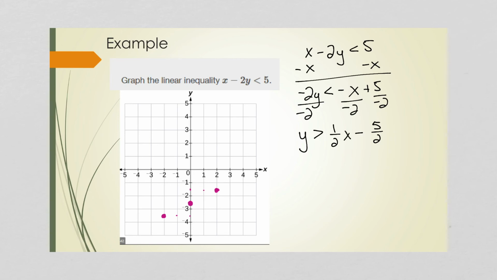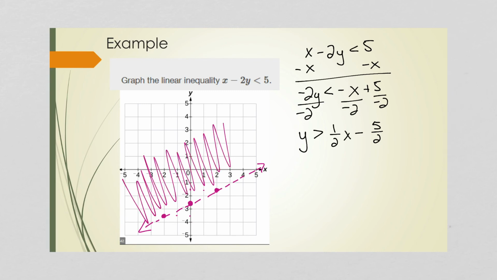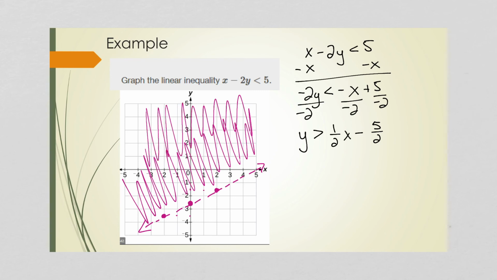Now I need to decide if I need a solid line or a dotted line, and because this does not have an equal to sign underneath it, I will have a dotted line. So dot, dot, let's draw. Now I need to decide where to shade. Remember, if it's greater than, I shade above the line. If it's less than, I shade below the line. So that area would be my shaded region.